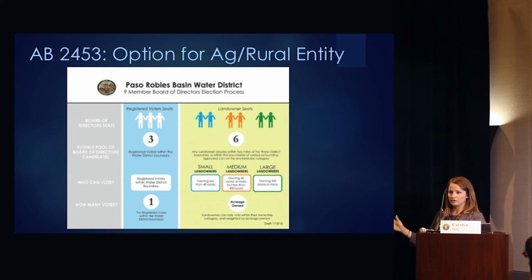We have 3 registered voter seats, voted on by and filled by registered voters. And then there were 6 landowner vote seats on the board of directors. These range from small landowners under 40 acres of land, to medium landowners from 40 to 400 acres, and then to our large landowners, which cover over 400 acres of land. And so what you're seeing here is just an attempt at ensuring that all the voices are at the table on the governance structure.